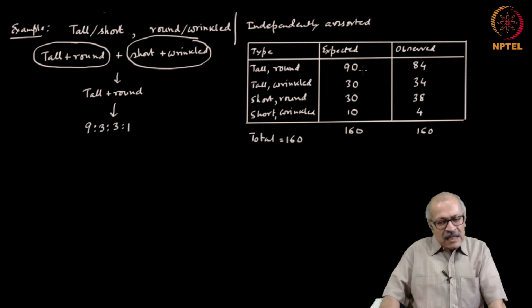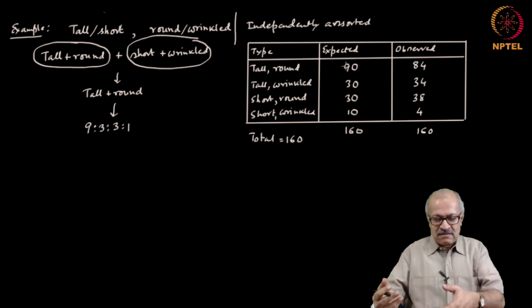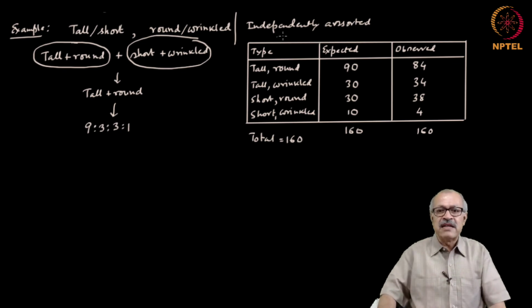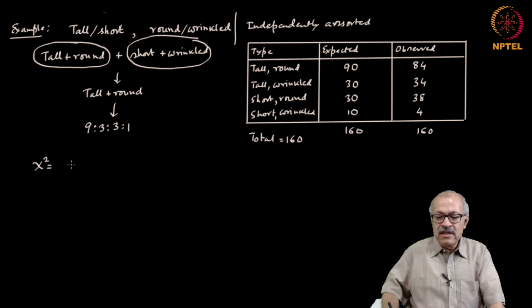So, you see that there is a difference between the observation and the expectation from the theory, but in spite of this difference, can we still say that the theory is correct, that these two characters are independently assorted? This is the question that we are asking. So, in that case we have to calculate the chi-square, and as we have already seen, it is basically the observation i minus expectation i, square, divided by the expectation of the ith value.